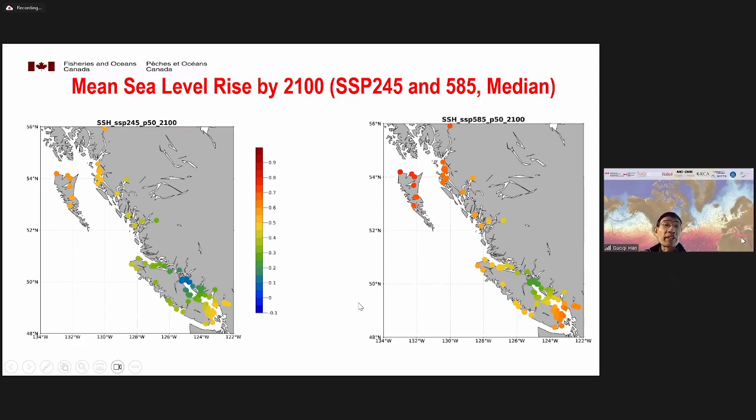It's 585, and you can see the mean sea level rise is relatively higher for the high emission scenario, on average about 10 to 20 centimeter higher by the end of the century. They also have large spatial variations, from about a 30 centimeter rise to about a 1 meter rise in the northern part, around Prince Rupert and Queen Charlotte City.